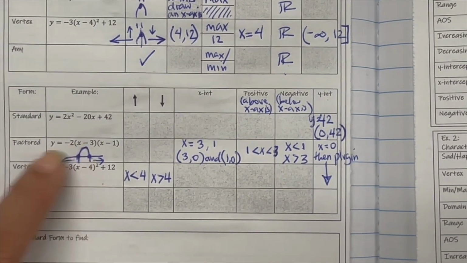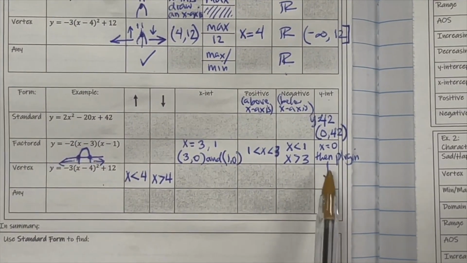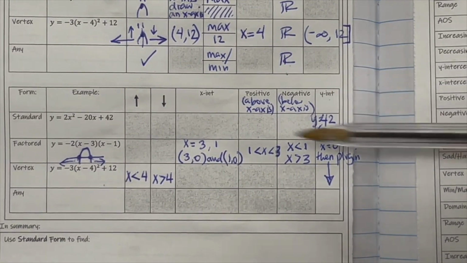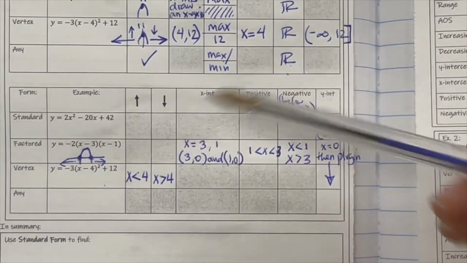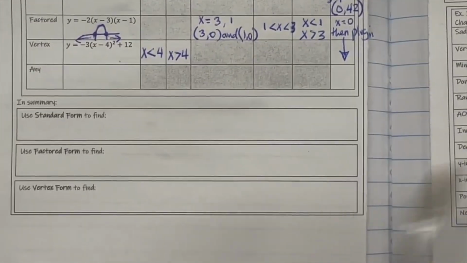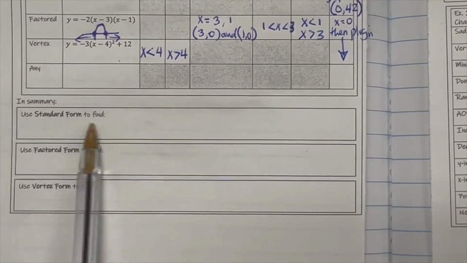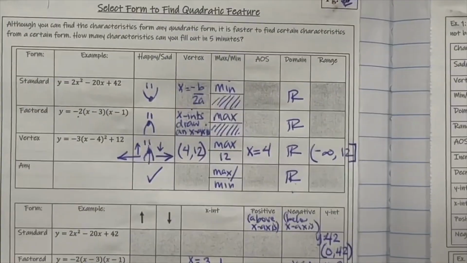So that's a y-intercept. So it's easy to plug in, but you still have to calculate. So the fastest one to find the y-intercept would be standard because you can just look at it. All right, so let's summarize what we've just found out. In summary, use standard form to find what? All right, so let's take a look at standard form.